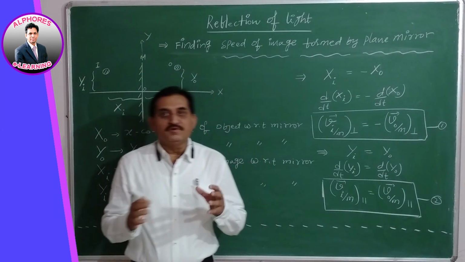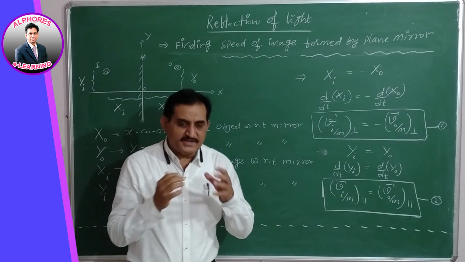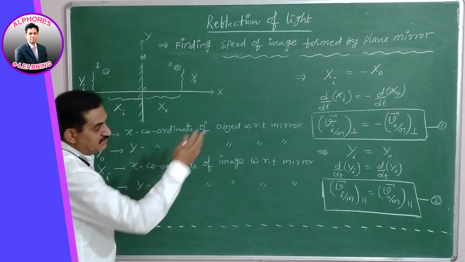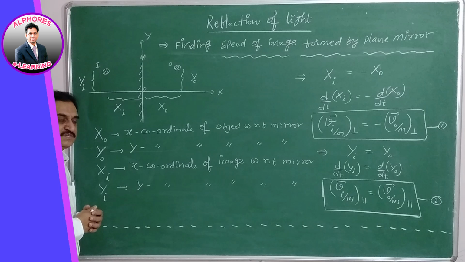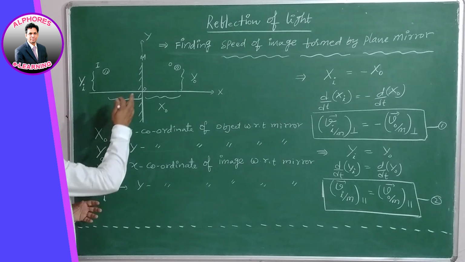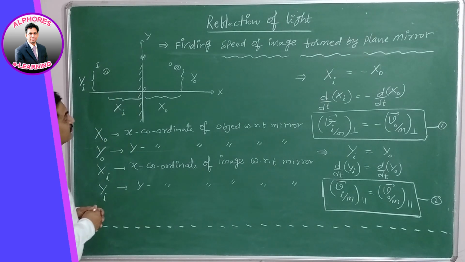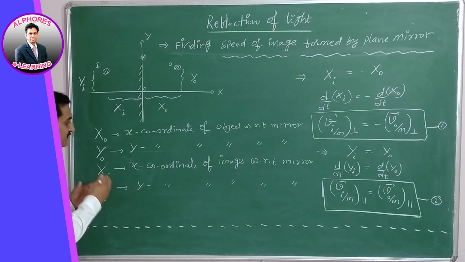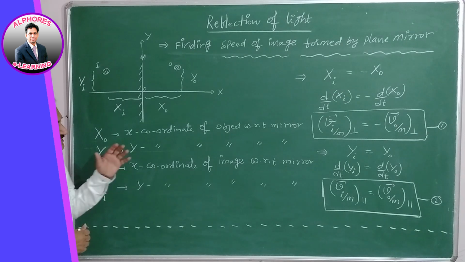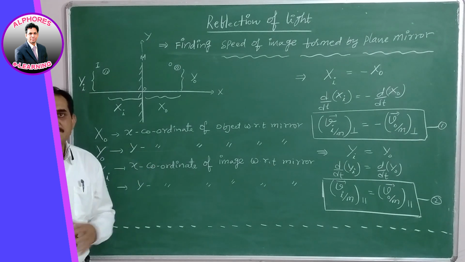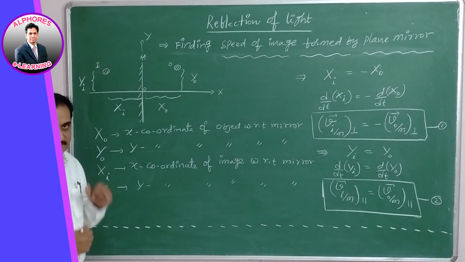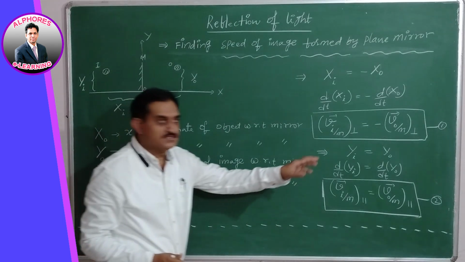The point is, wherever we take the formulas related to finding the speed of image, we should consider them with respect to the mirror. So the equations are derived with respect to the mirror. This is very, very important. In this method especially, we always focus on the point that we are deriving the formula with respect to the mirror. Right?